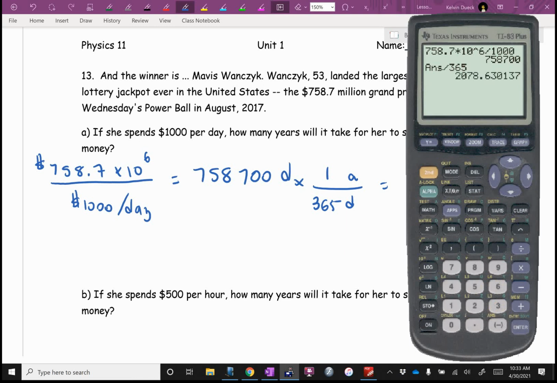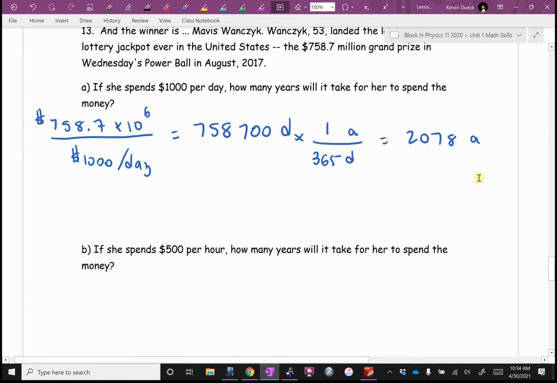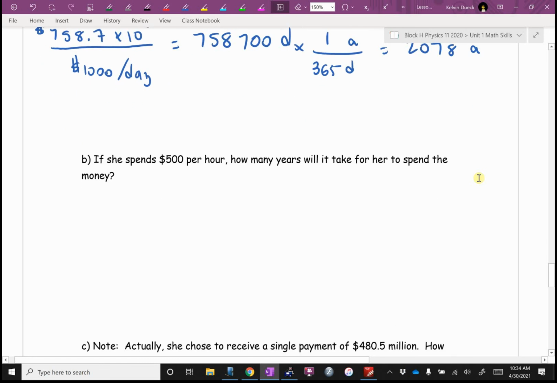2,000. Can she spend that in her lifetime at that rate? She needs to spend the money faster. That's a nice challenge. So for now, we'll go 2,078 years. Let's spend faster. Instead of $1,000 a day, how about $500 an hour? That's a little bit quicker.